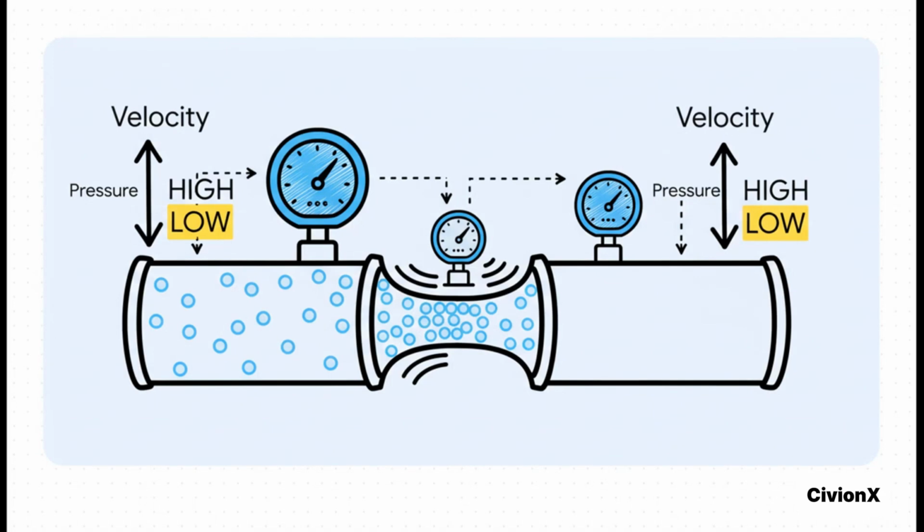Because that total energy is constant, if you make one type of energy go up, another one has to come down. And the most famous trade-off, the one that explains so much, is this. When a fluid speeds up, its pressure drops. More speed, less pressure. That's the golden rule right there.